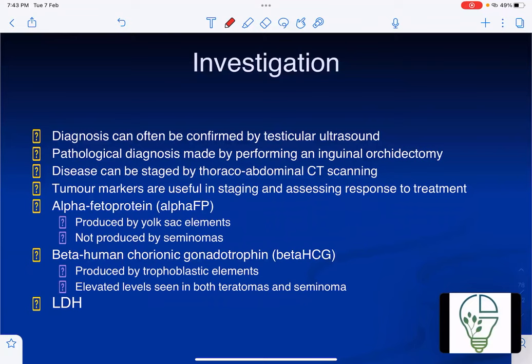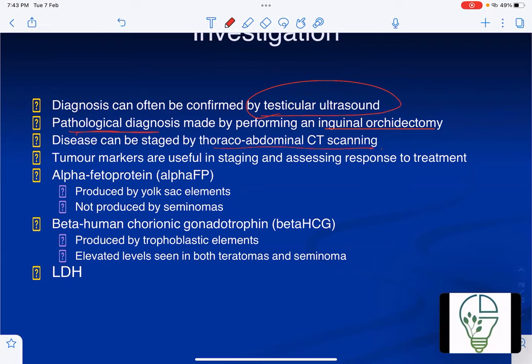The main investigation is testicular ultrasound, and the pathological diagnosis, meaning biopsy, is confirmed by an inguinal orchidectomy, meaning we remove the testes itself. The staging can be done through CT scan. A strong marker to see how treatment responds and also for diagnosis is alpha-fetoprotein.